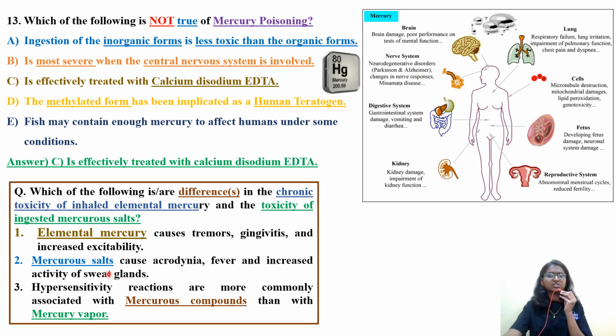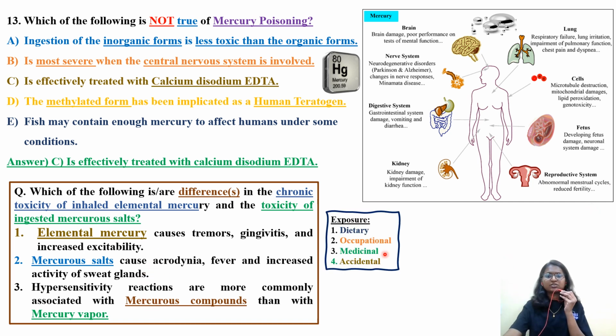Whereas mercury salts cause acrodynia, fever, increased activity of sweat glands. Moreover, dermal related symptoms are there. Okay, hypersensitivity reactions are more commonly associated with mercurous compounds than with mercury vapor. So you have to understand, whenever the form of the same chemical is changing, whether in the elemental form or in the salt form, based on the route of exposure, the toxicity is differing. The target organ toxicity is also differing.